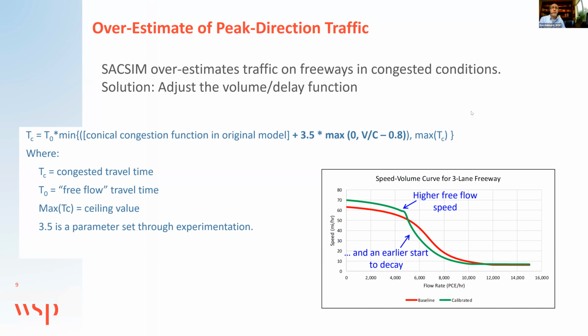So if you see this graph, this is not the volume delay function, this is a speed volume curve. You can see the effect of the 2 adjustments we made. The red shows the original model, the green shows the adjusted model for this corridor. And as you can see, we start with a higher free flow speed, which takes care of the off-peak side of the road. And the speeds decay earlier and steeper under congested conditions.